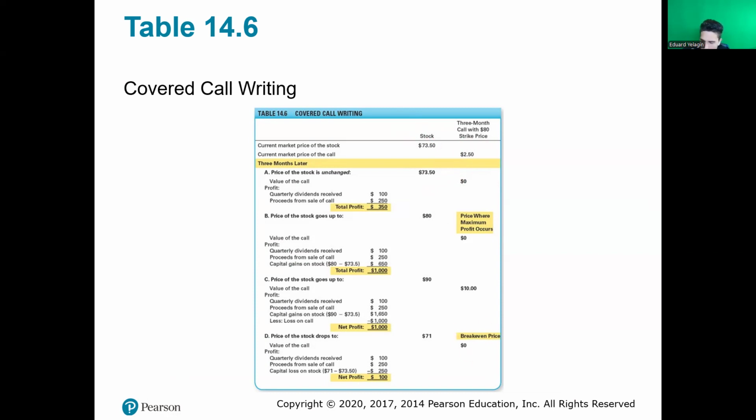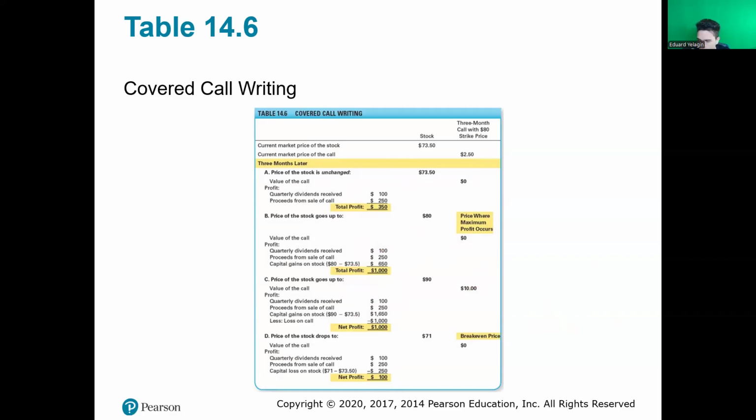If the stock stays flat at 73.50, the call expires worthless. The investor keeps the $250 premium plus $100 in dividends, a total profit of $350. So this is over here. If the stock rises to $80, the call is exercised. The investor sells the stock at 80, gaining $650 on the stock plus the $250 premium and $100 in dividends. So the maximum profit will be $1,000 for him.